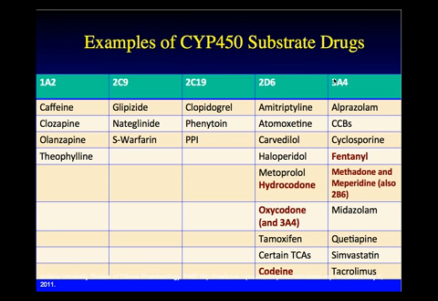I'm showing you this table again now. This time, the opioid medications are highlighted in red. So, for example, with 2D6, we have hydrocodone that is metabolized. Oxycodone, also to a certain extent, is metabolized by 2D6. Codeine, as you know, is a prodrug and is metabolized by 2D6. And with 3A4, we have fentanyl and methadone and meperidine that are metabolized by this particular pathway.